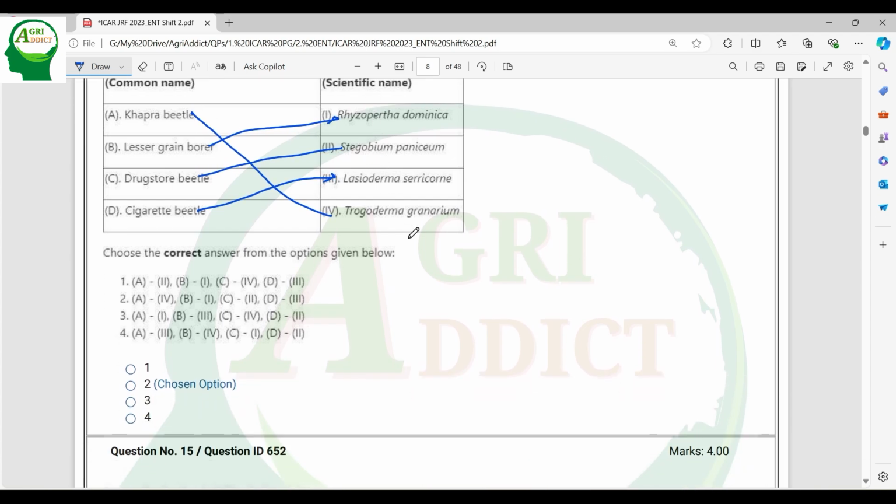So 1-4, B1, option 2 is the correct answer.